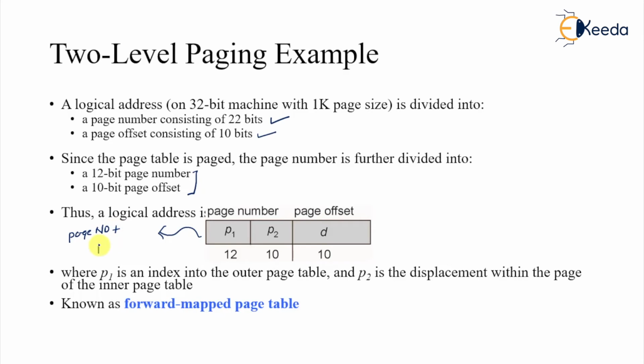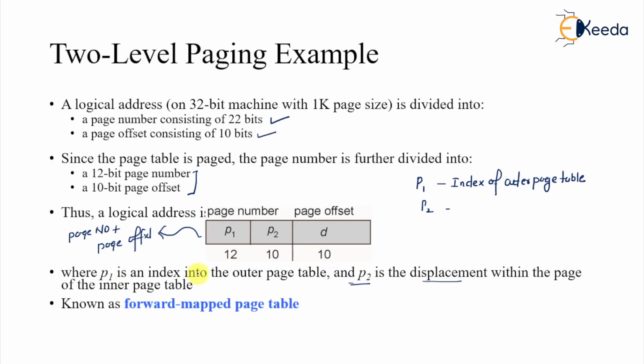and we are further dividing into what? Page offset. Where P1 is the index of the outer page table. And P2 will become what? P2 is the displacement within the page.